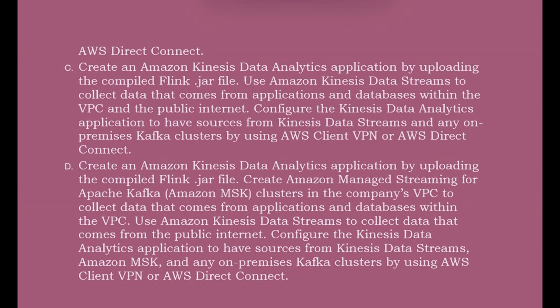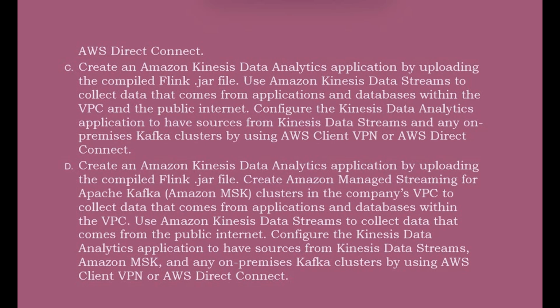Option C. Create an Amazon Kinesis data analytics application by uploading the compiled Flink.jar file. Use Amazon Kinesis data streams to collect data that comes from applications and databases within the VPC and the public Internet. Configure the Kinesis data analytics application to have sources from Kinesis data streams and any on-premises Kafka clusters by using AWS Client VPN or AWS Direct Connect.